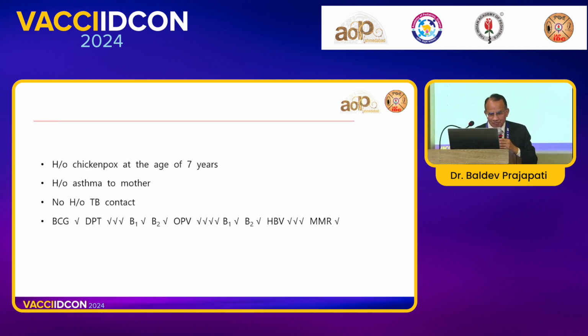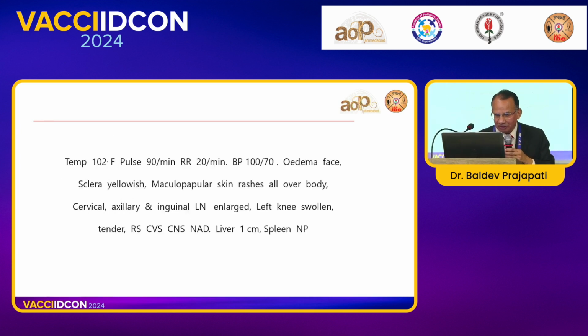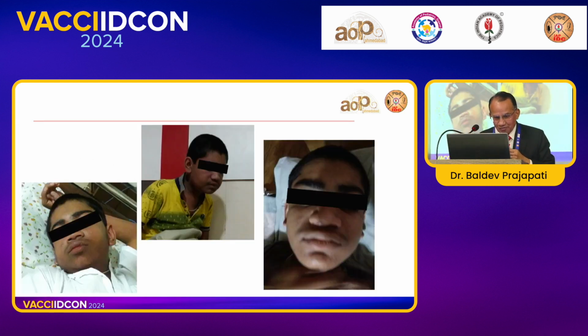Chickenpox just 7 years back at the age of 7 years. Asthma in mother, no contact of tuberculosis, some vaccines were given. On examination, temperature was there, febrile child, vitals normal, edema face, sclera was yellowish, maculopapular rash all over the body, cervical, axillary, inguinal, all lymph nodes enlarged, left hand is swollen, tender, other systemic examination non-contributory, liver just 1 centimeter, and spleen was not palpable.